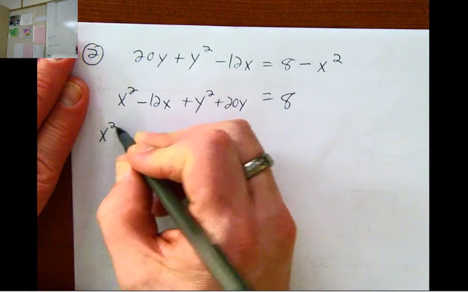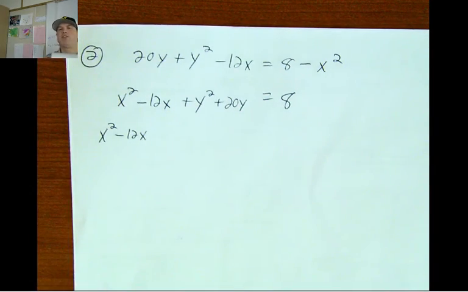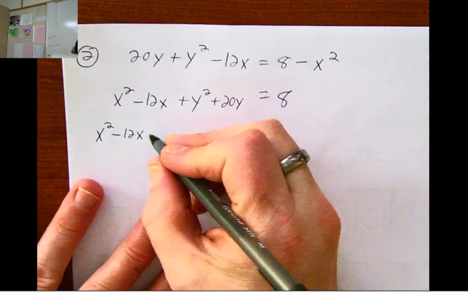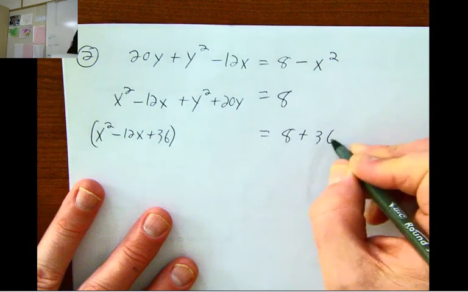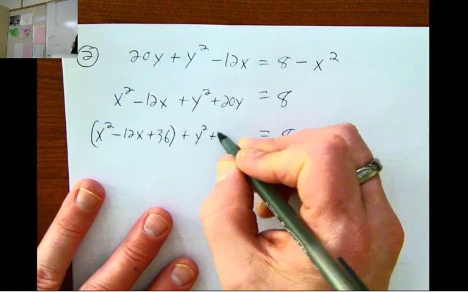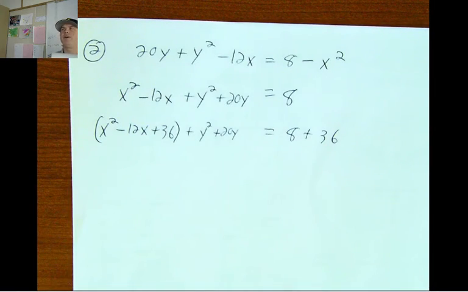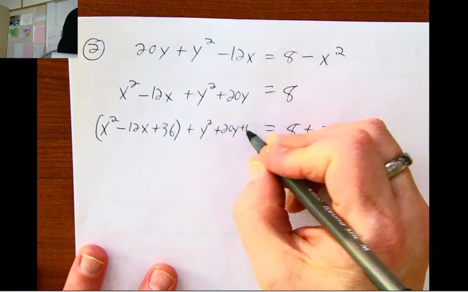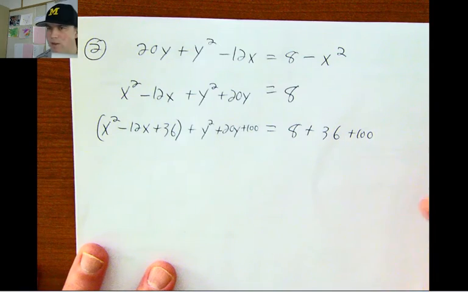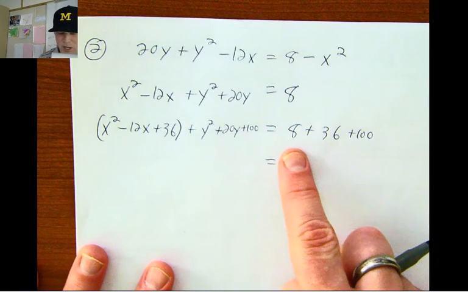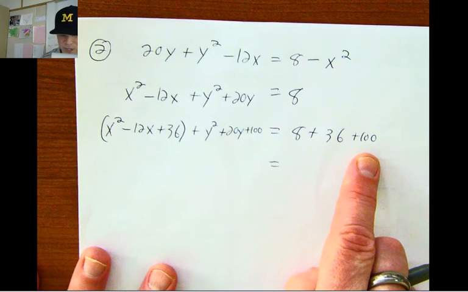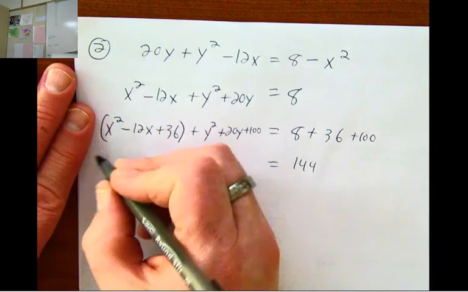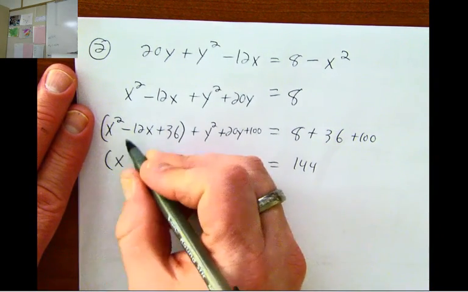Now, x squared minus 12x. 12 divided by 2 is 6. 6 squared, 36. On the other side, 8 plus 36. Plus y squared plus 20y, and 20 divided by 2 is 10. 10 squared, 100. So plus 100, add 100 on the other side as well. And we're almost done. 8 plus 36 is 44, plus 100, 144. And with this one, square root of 36 is 6 because there's a minus here.